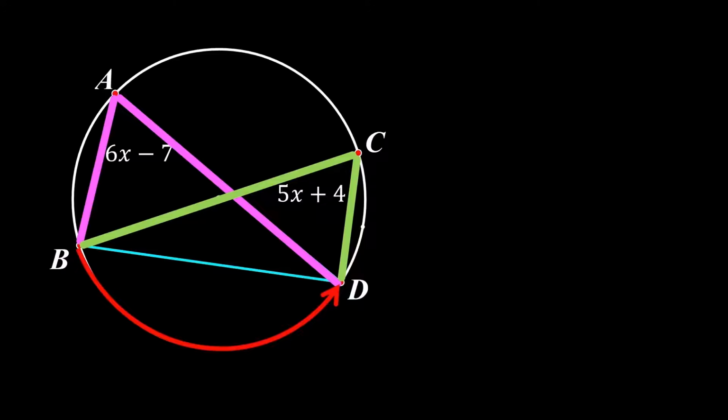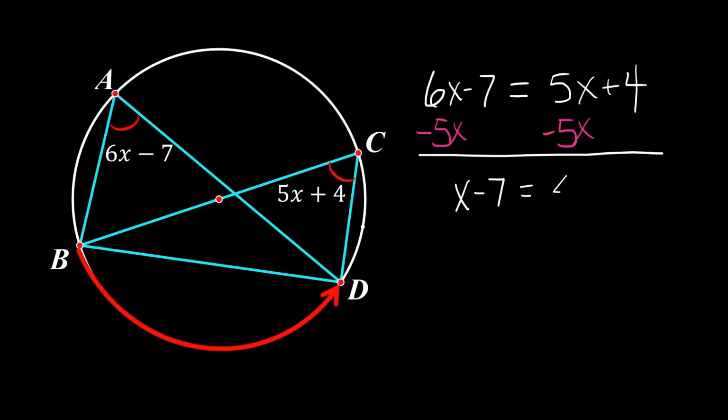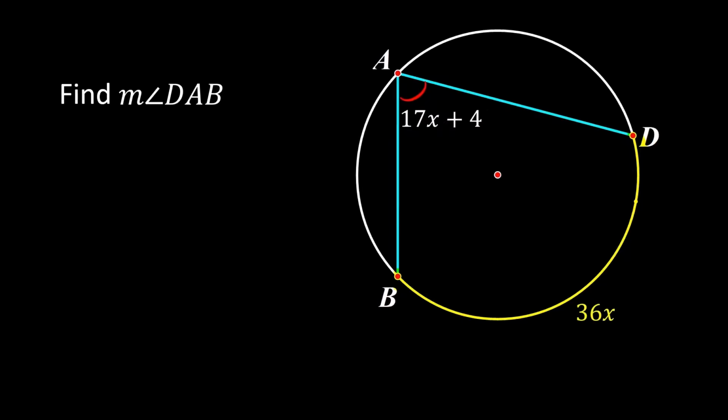That means they have to be equal to each other. So let's set up our algebra. 6x minus 7 equals 5x plus 4. Now we start doing some algebra and just subtract 5x from both sides. We end up with x minus 7 equals 4. Add 7 to both sides. x equals 11.